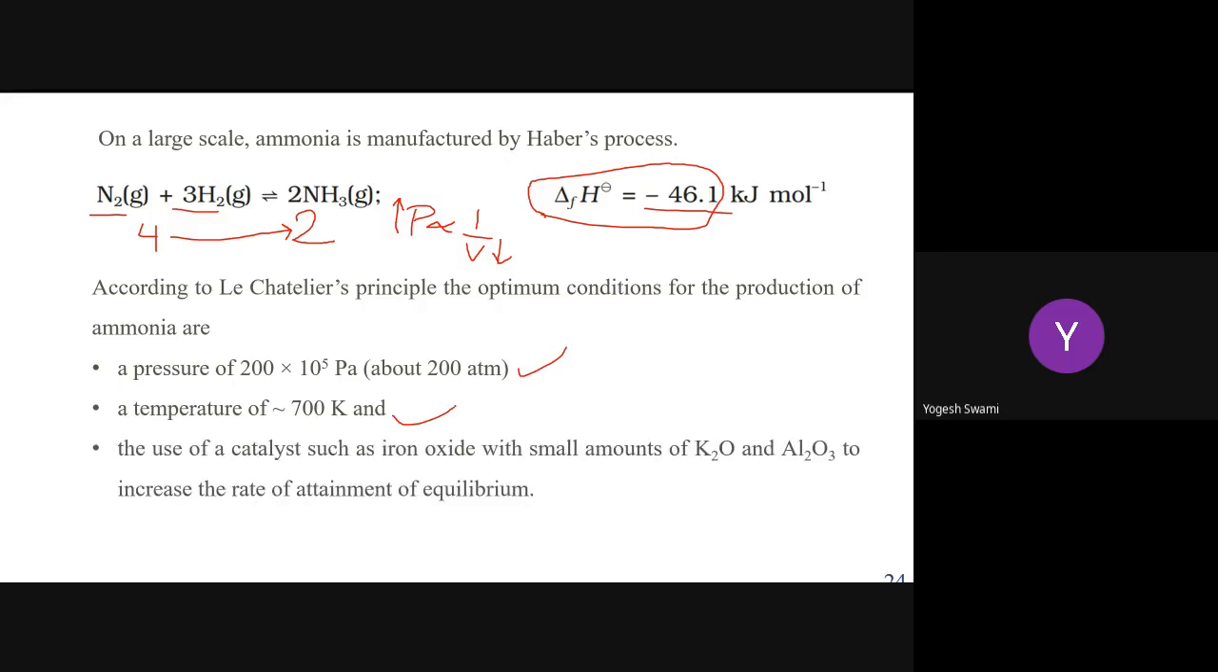A catalyst such as iron oxide with a small amount of K2O and Al2O3 is used to increase the rate of reaction. So these are the necessary conditions for the formation of ammonia in the Haber process. We have to remember these conditions. Many times the examiner asks about these conditions. Every line of this chapter is important.